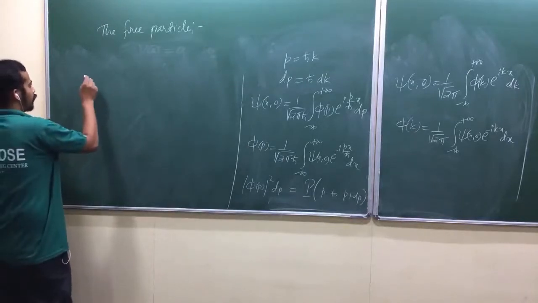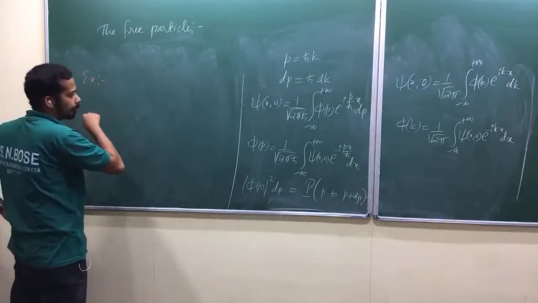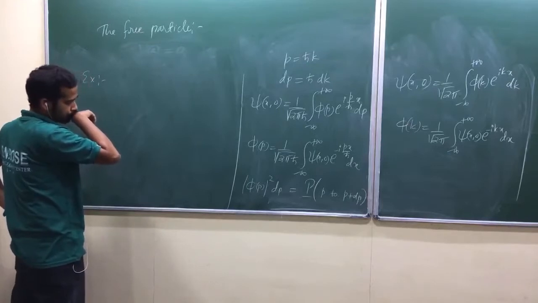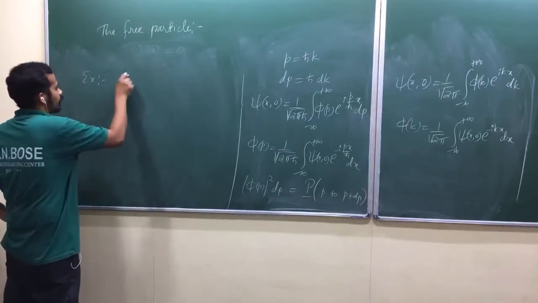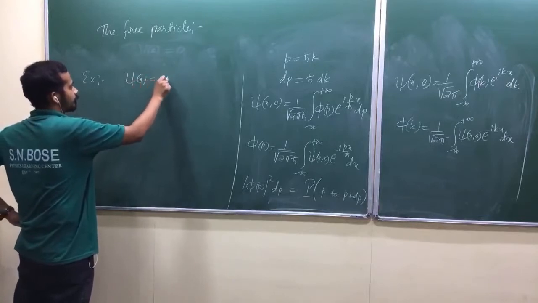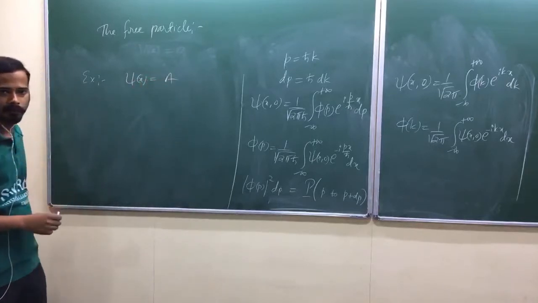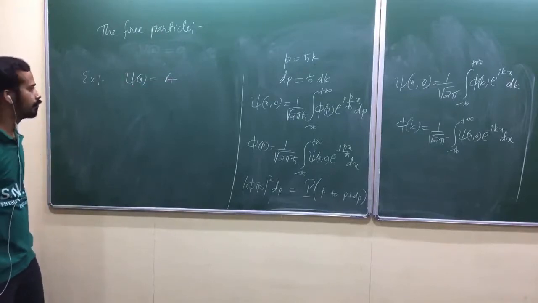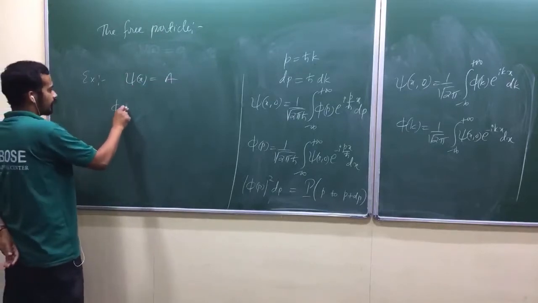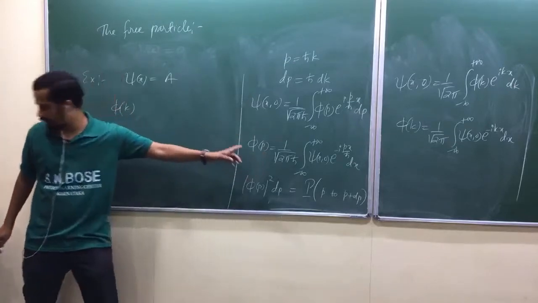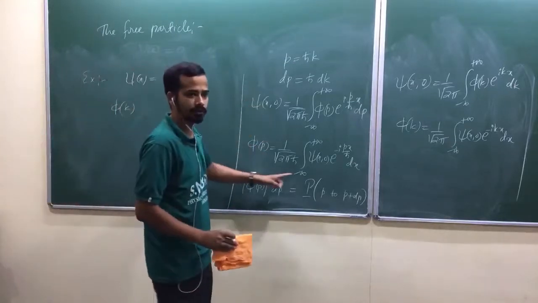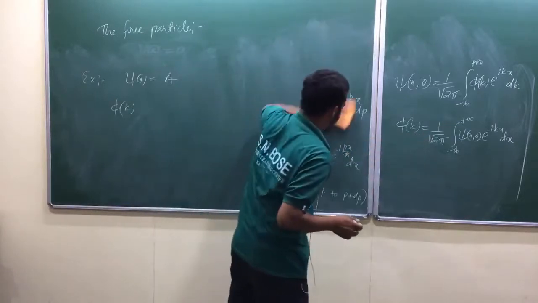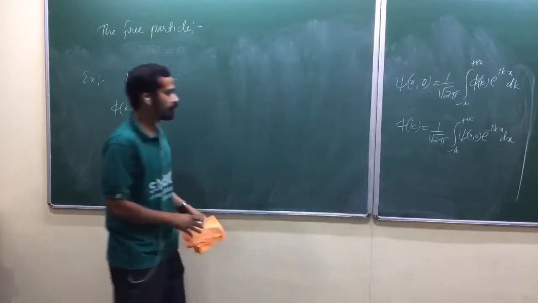Now let me take one example, okay? Suppose psi of x equals a constant. A constant function is not normalizable, isn't it? But if you take the Fourier transform, what would you get? Any idea? Let me write phi of k, okay? This is the Griffiths way of writing this. Let me continue with this, but you should remember this also, because sometimes they may ask in momentum, okay?